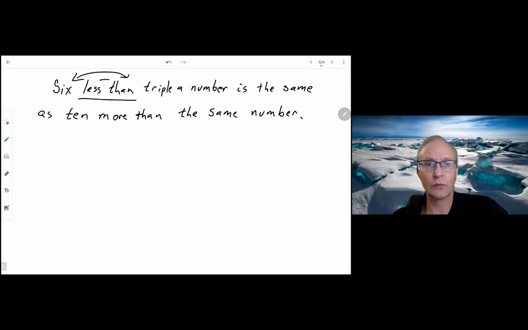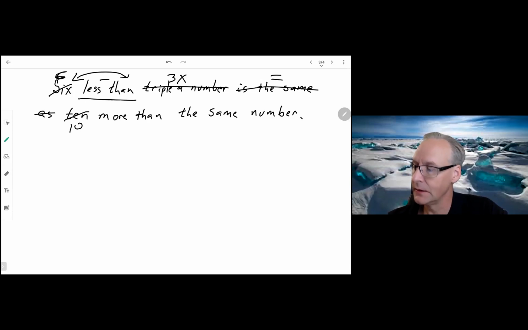Anyway, I'm going to go ahead and rewrite this expression out. So it says 6, sorry, that's supposed to be a 6. There we go. 6 less than triple a number. Well, when I say a number, I'm not being specific. So we're talking about a variable. And triple a number is 3x. Is the same as, well, we know what that is the same as can all be written as equals 10.